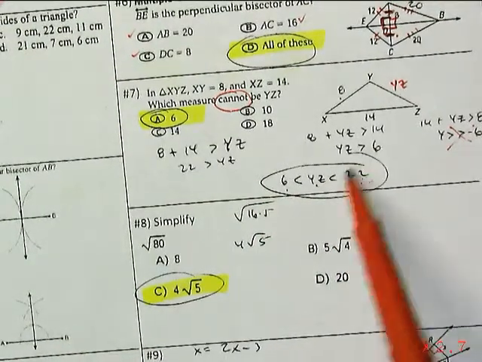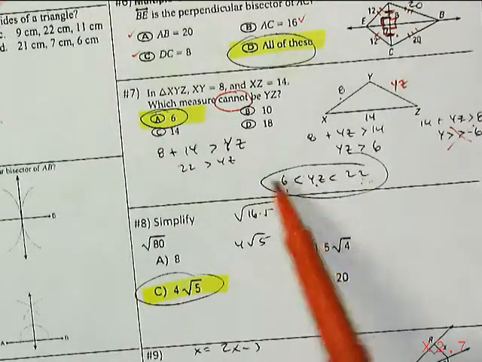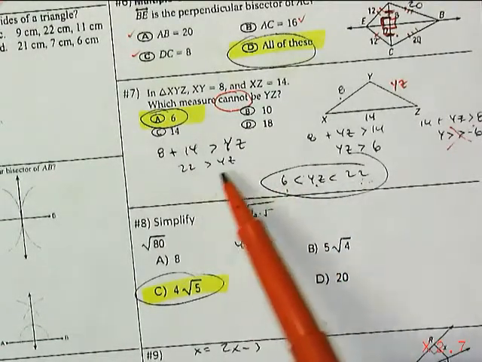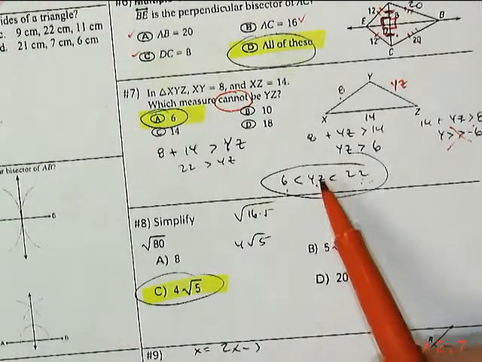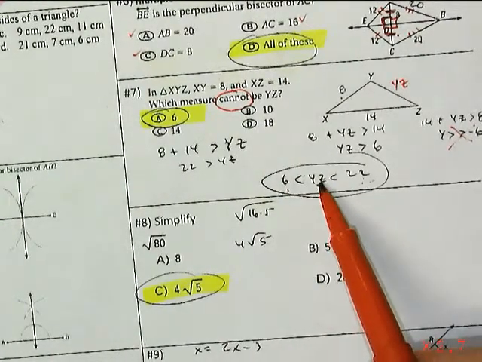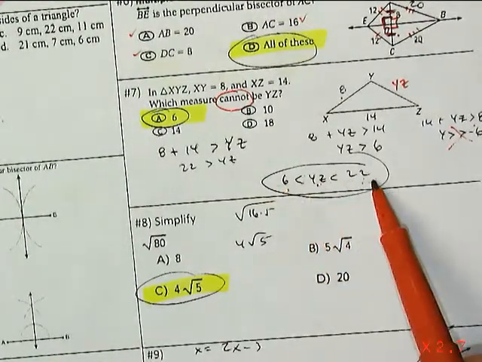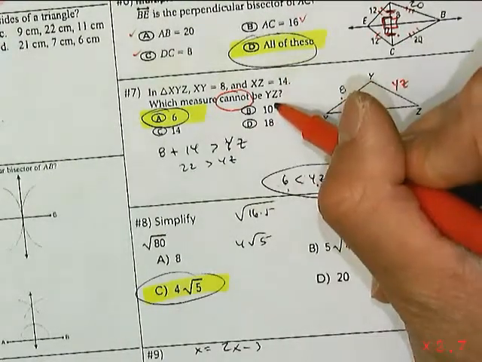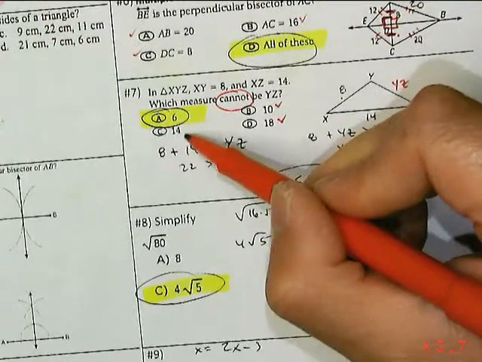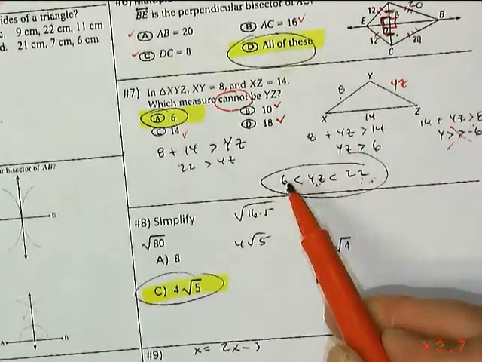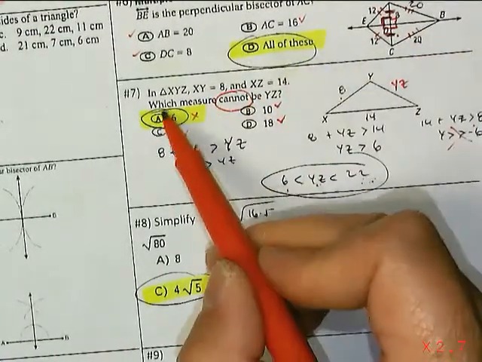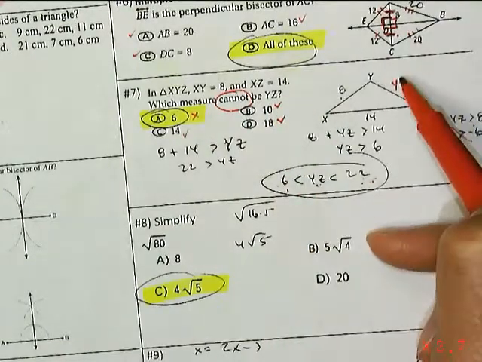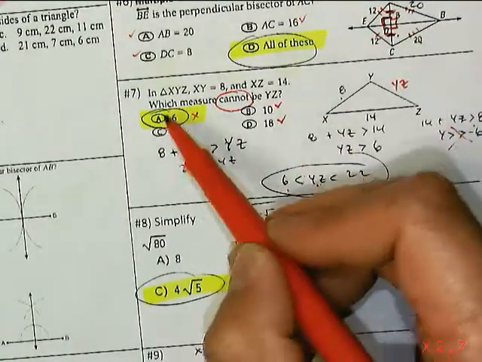This is pointing towards the 6. And here this one's pointing towards the YZ. So that means I need numbers that are greater than 6 but also less than 22. Well, all of these numbers meet that criteria. So does this one. 6 is not greater than 6. Which measure cannot be YZ? So I can't put a 6 there. So the answer is A.